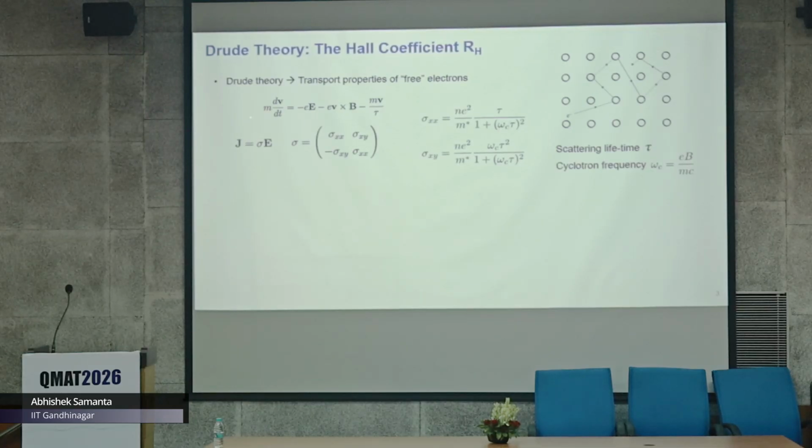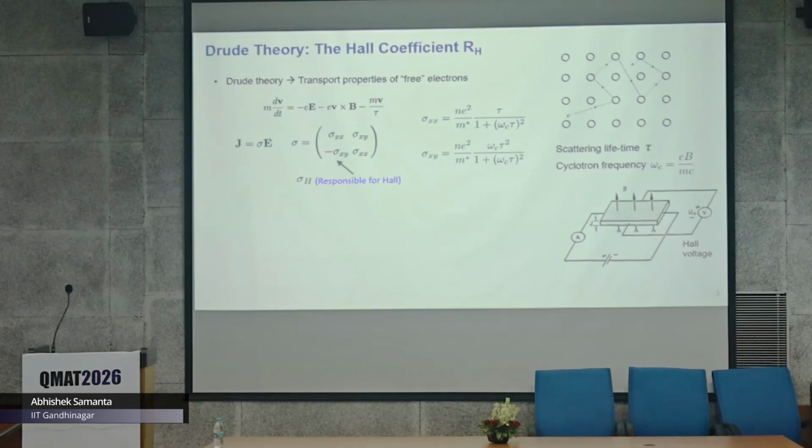Now in equilibrium, we can define the current as J equals sigma times E, where sigma is the conductivity. Now unlike Ohm's law, here the conductivity is a 2x2 tensor, which has both diagonal and off-diagonal entries. In fact, the off-diagonal entries, sigma xy, which are called the transverse conductivity, are mainly responsible for the so-called Hall effect. And because of that, they are also called the Hall conductivity.